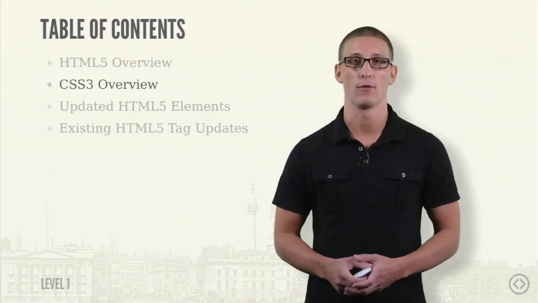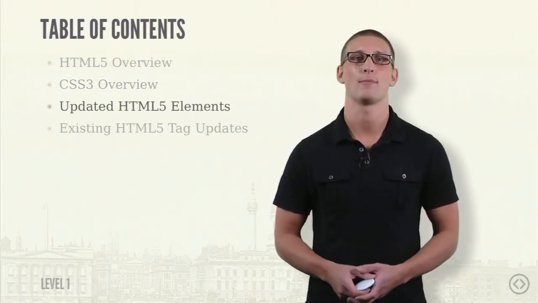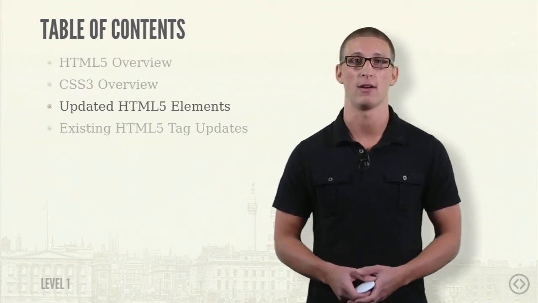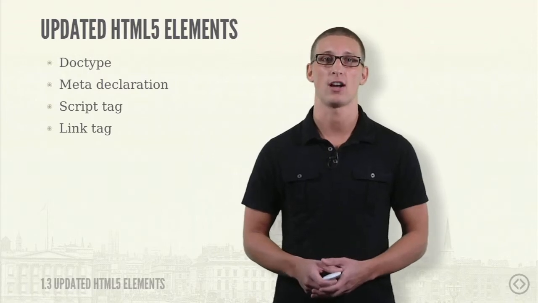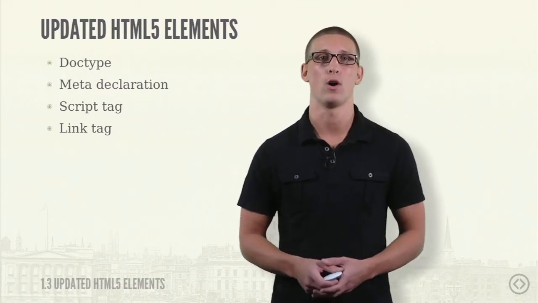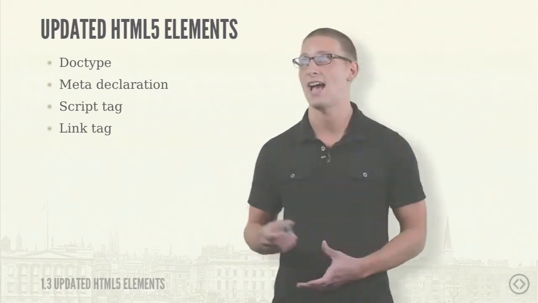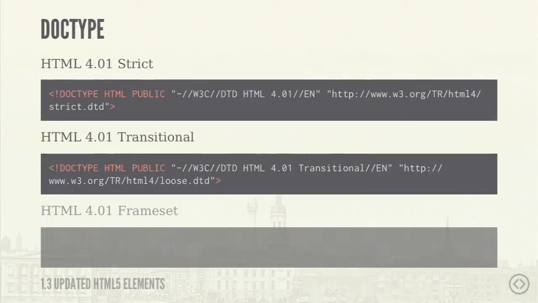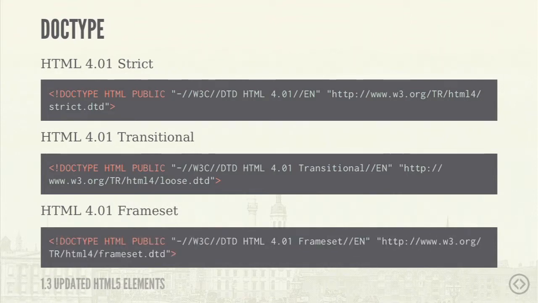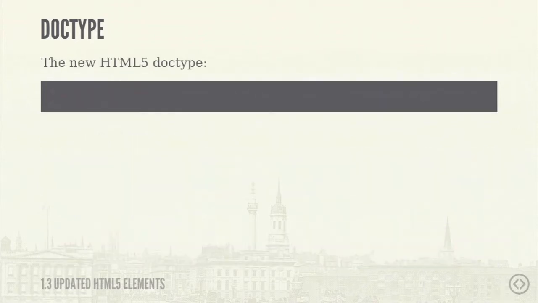So now that we've given a brief overview of CSS3, let's move on to talk about some of the updated HTML elements in HTML5. And those elements include the doc type, the meta declaration, the script tag, and the link tag. So let's start by talking about the doc type. Now in HTML 4.01, there were a few different doc types. We had the strict doc type, the transitional doc type, and the frame set doc type.